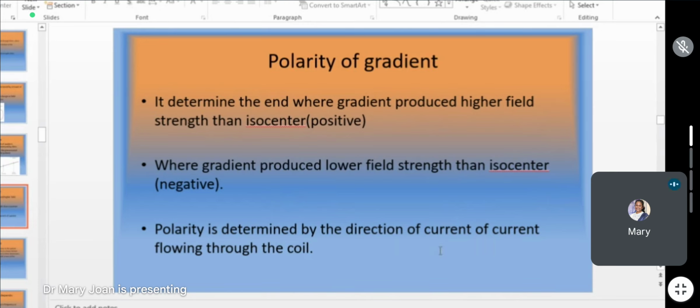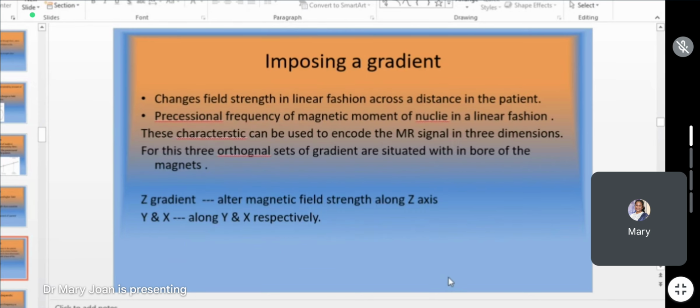The polarity of the gradient determines the end where the gradient produces higher field strength than isocenter, and where the gradient produces lower field strength than isocenter is negative. Polarity is determined by the direction of current flowing through the coil. Imposing a gradient changes field strength in a linear fashion across a distance in the patient, and the precessional frequency of the magnetic moment of nuclei changes in a linear fashion. These characteristics can be used to encode the MR signal in 3 dimensions.